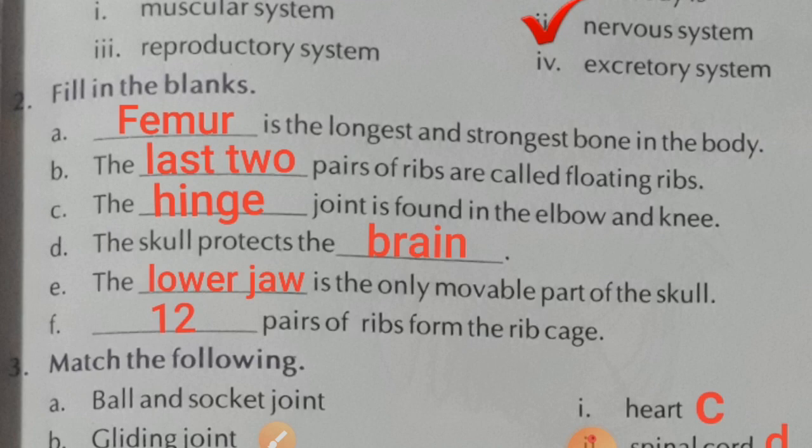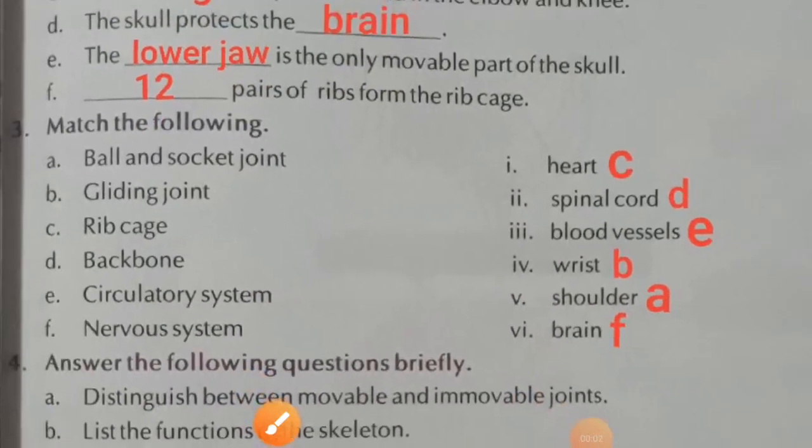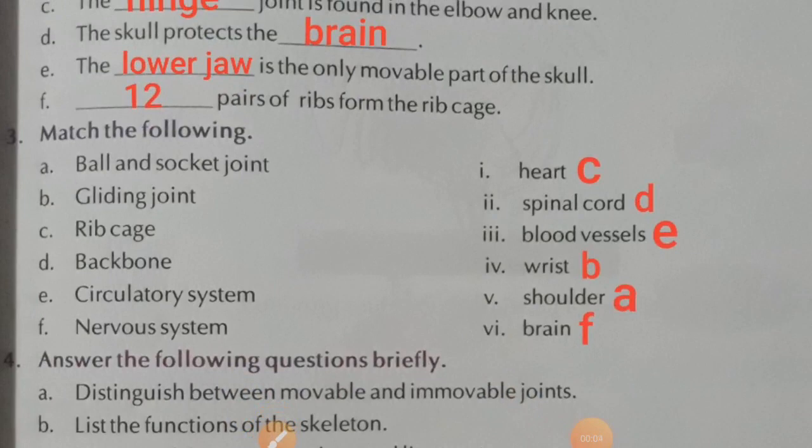I hope you all are able to see it clearly. Now come on, match the following. Here, this is the match the following. Students, I have written the alphabet at the right side of the column. You can see here. Here I have written the alphabet according to this. You all have to write in this way only. Don't match with a line.